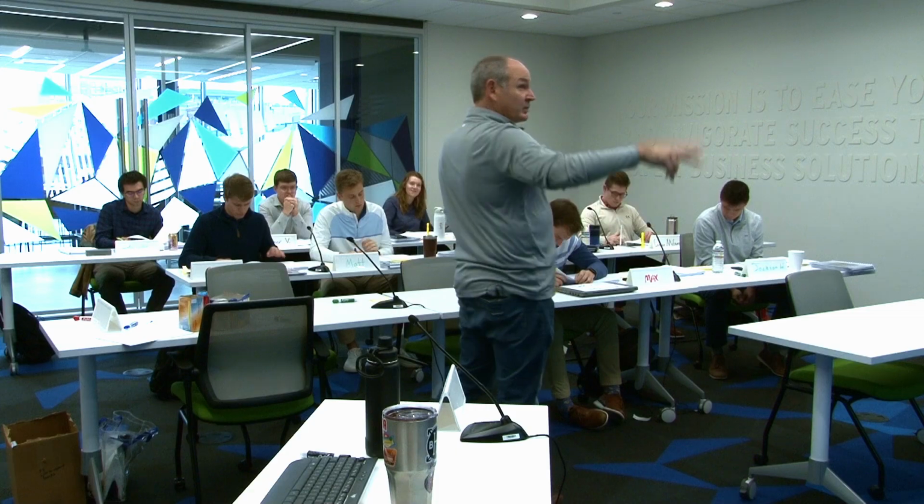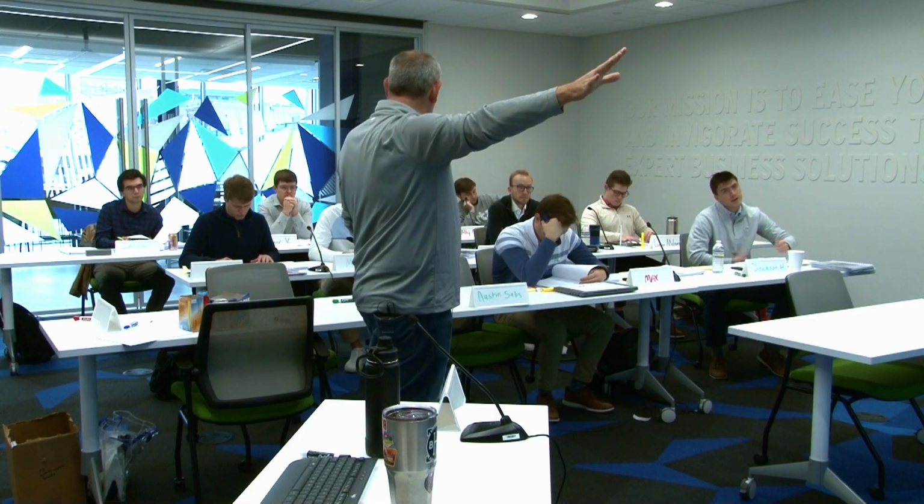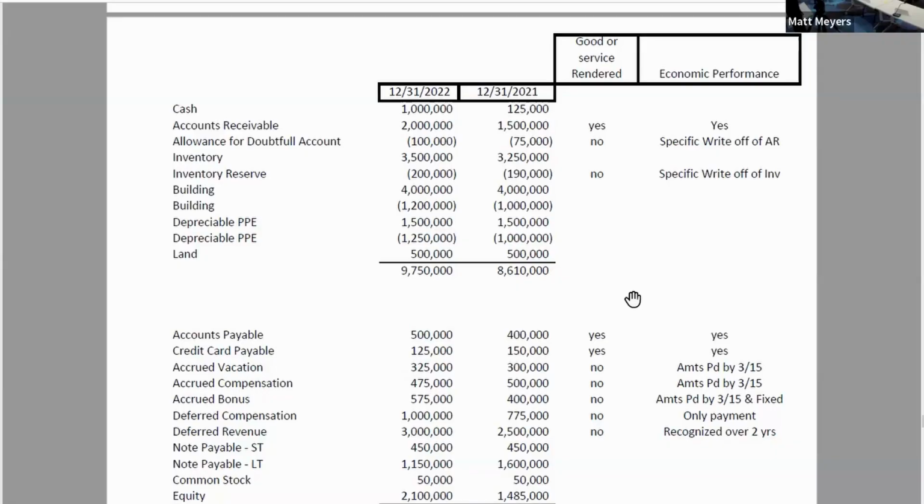All events have occurred, the liability can be determined with reasonable accuracy, and economic performance has occurred. Okay, so that's what this is, a summary of that concept. For cash, you really don't need to talk about it. For AR, is it reportable when the good or service is rendered? Economic performance has occurred.